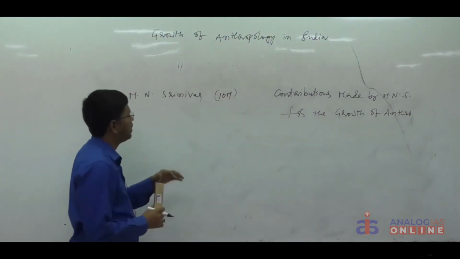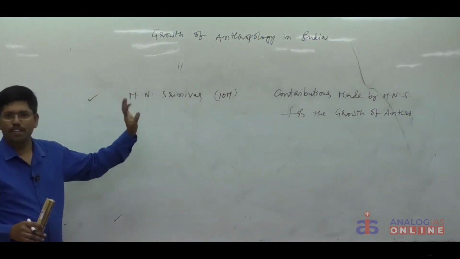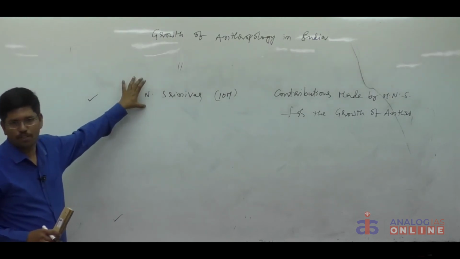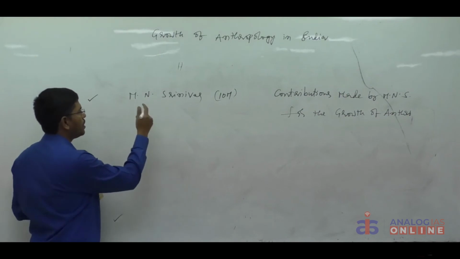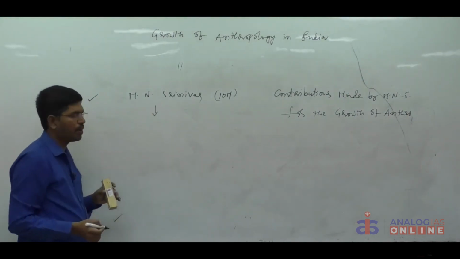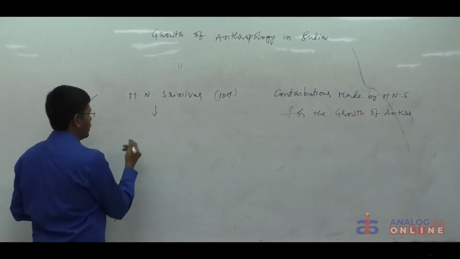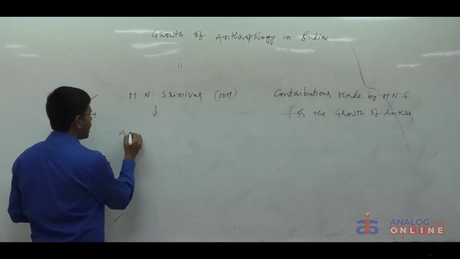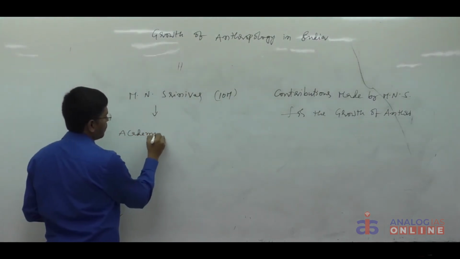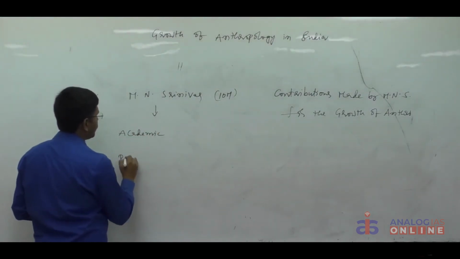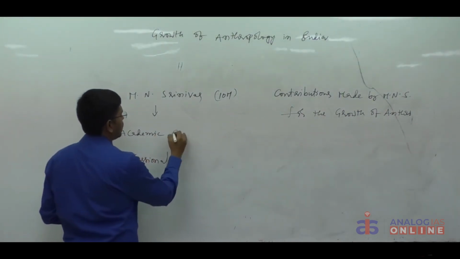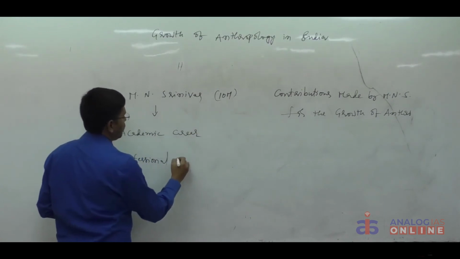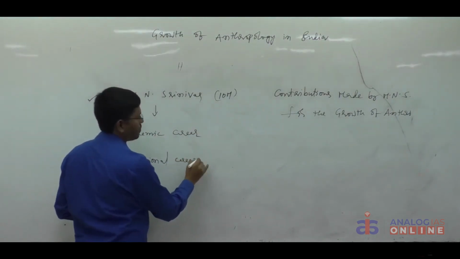Now, see, here they did not specify anything, simply they mentioned the name of an anthropologist. Whenever the name of any anthropologist is mentioned like this in the compulsory question, then write about his early life, that means his academic career and professional career. Put subheadings like this: academic career, then professional career.